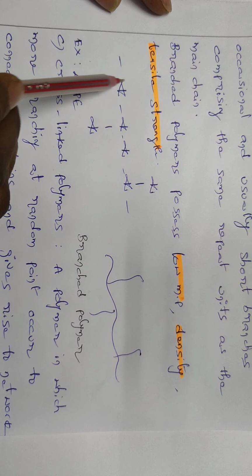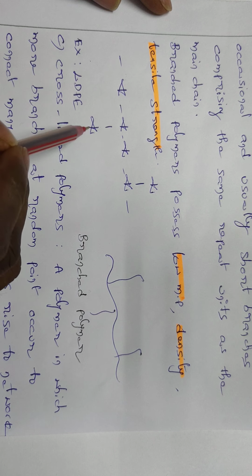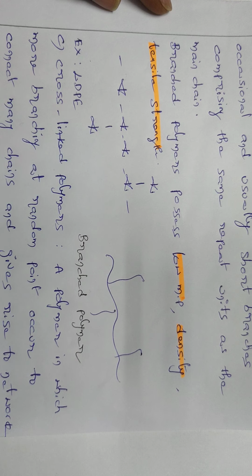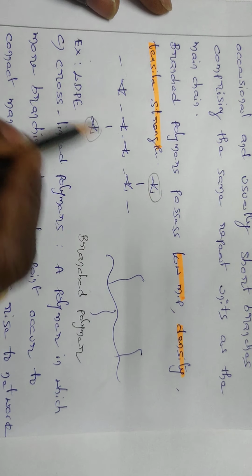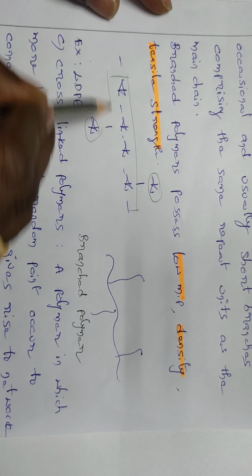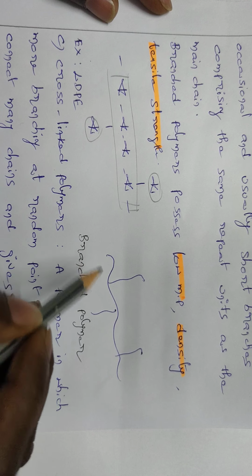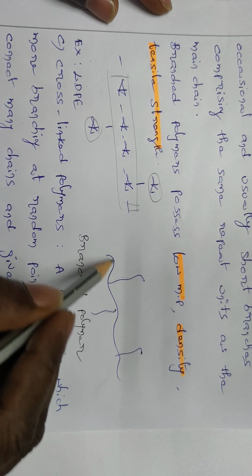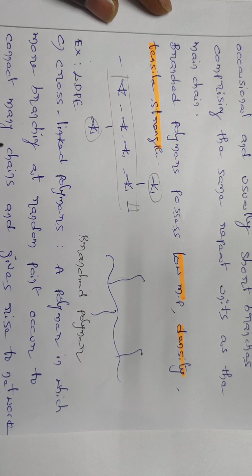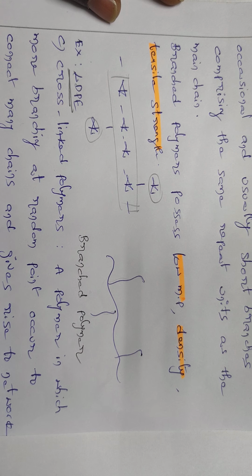So it is a straight chain polymer, and some branches here, these are the branches attached to the main chain. When we view with an atomic force microscope or ultra microscope, they appear like this. Here some of the monomeric units are attached to the main chain as a branch. The example for branched polymer is LDPE, low density polythene.